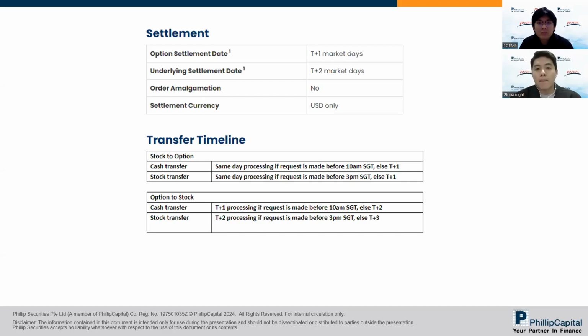So below here, you can see this section is the transfer timeline. You may ask what is this transfer timeline? Because Poems offers option trading differently from other brokers, in the sense that the option account is a sub account tagged to your stock account. So you will need to transfer your shares or stocks into the option sub account before you can start trading options. So this is the respective timeline you should expect when you transfer between the two accounts.